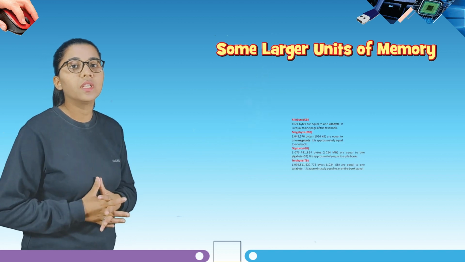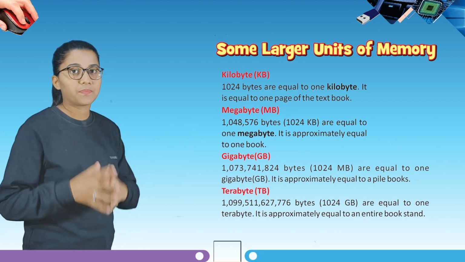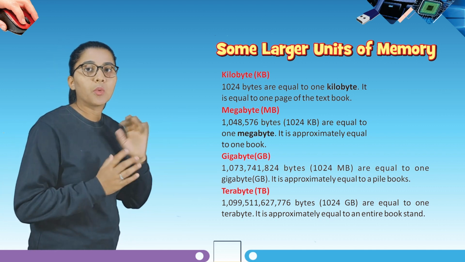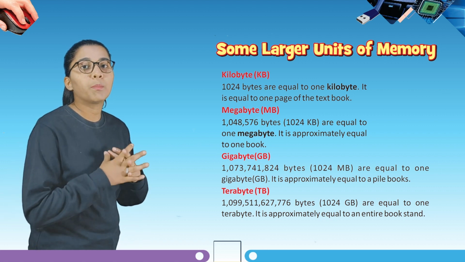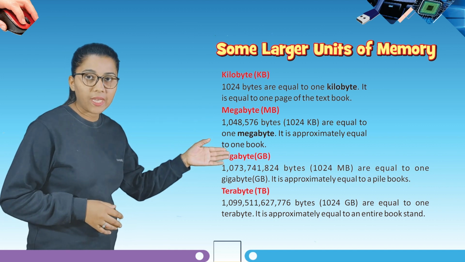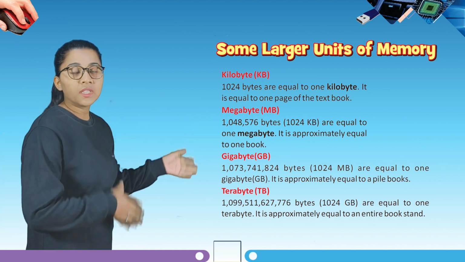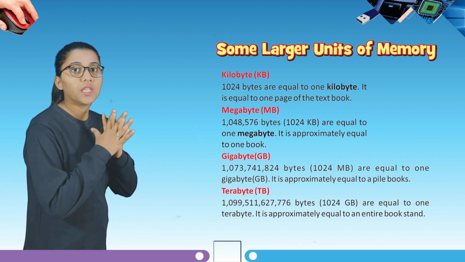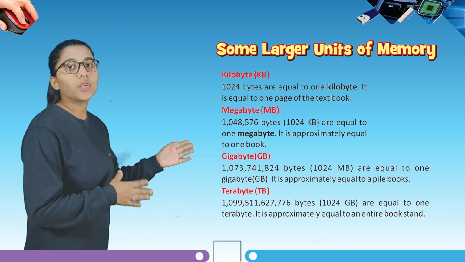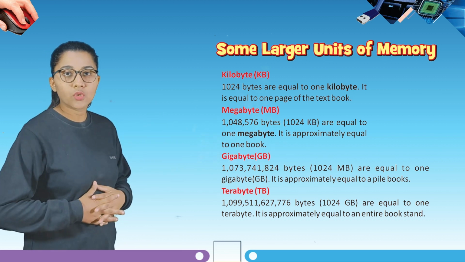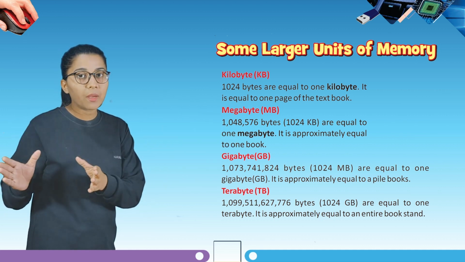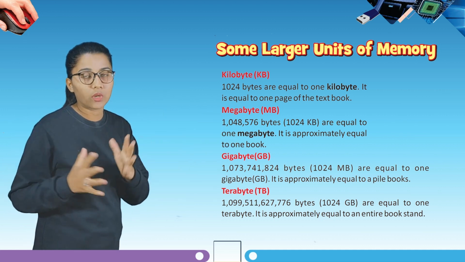So first we have kilobyte, that is KB. 1024 bytes are equal to 1 kilobyte. It is equal to 1 page of the textbook. Now next we have megabyte, that is MB. 1024 KBs are equal to 1 megabyte. It is approximately equal to 1 book. So 1 KB is equal to a page of a book and 1 megabyte is equal to 1 whole book.